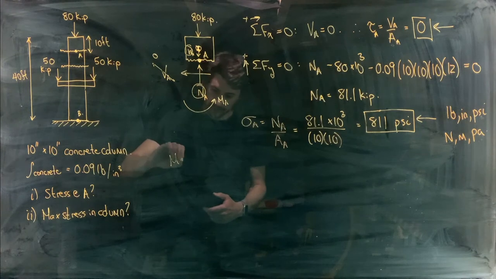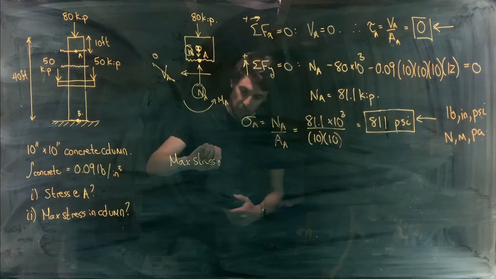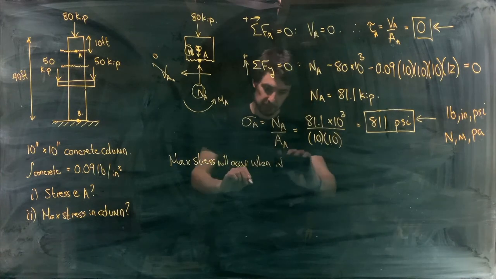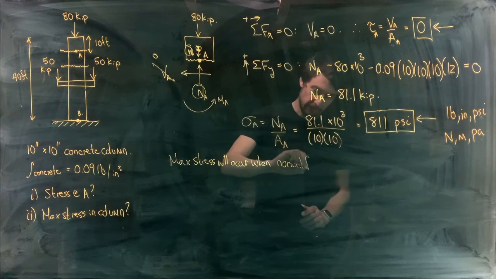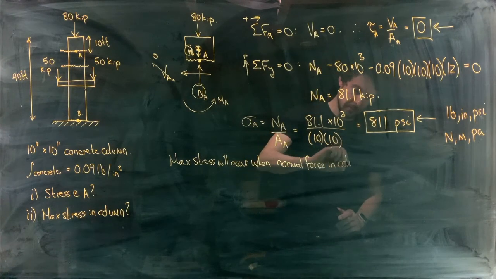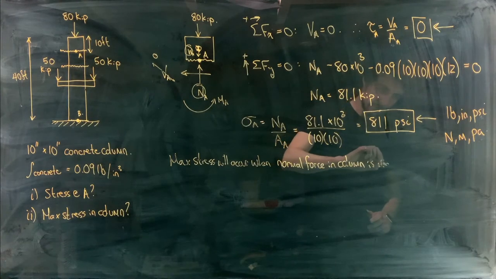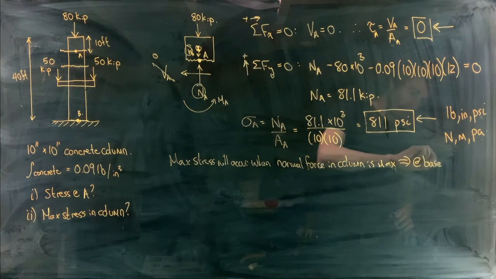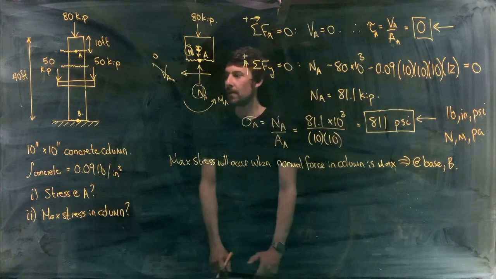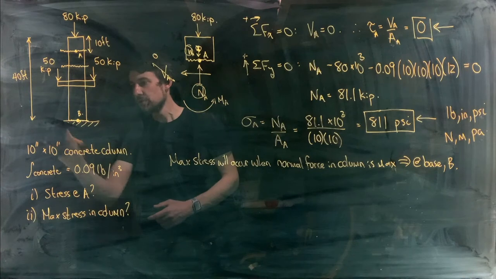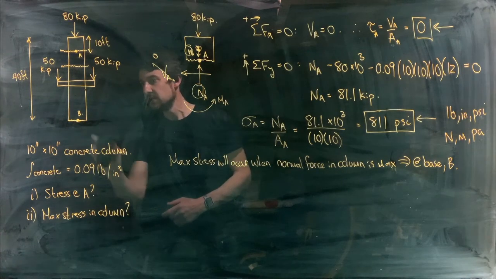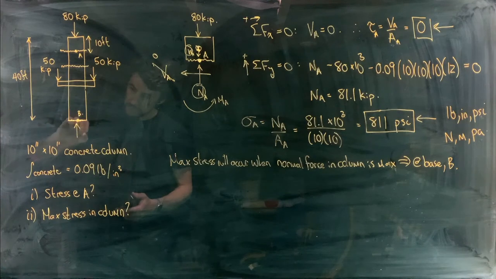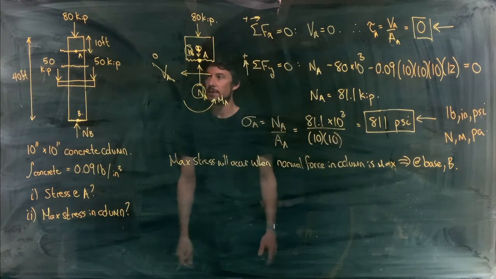Okay. So max stress will occur when normal force in column is maximum. That's at the base, point B. Okay. All right, so in order to get what that is, we'll just change this into a free body diagram here. There we go. And we're going to have our normal force at point B like that.